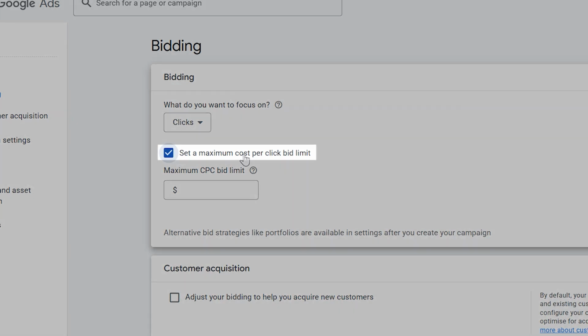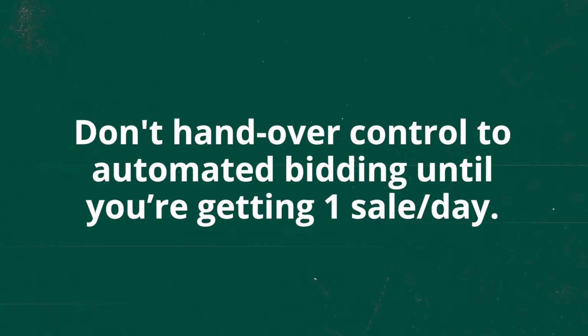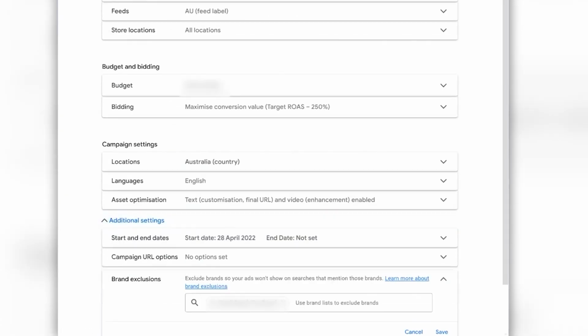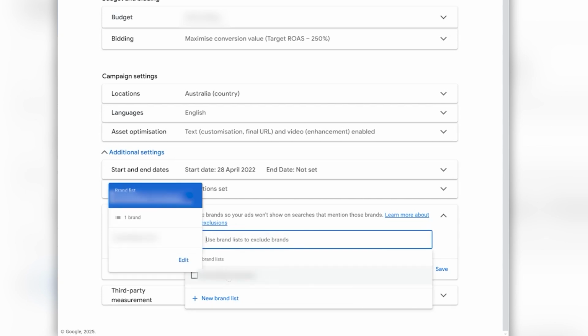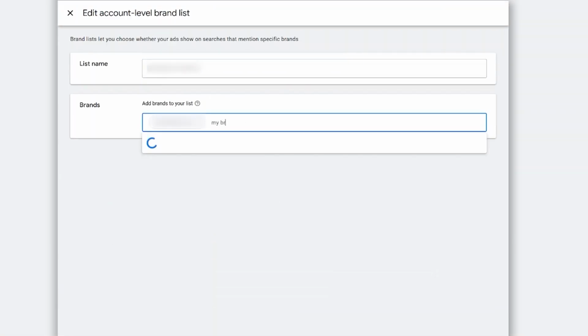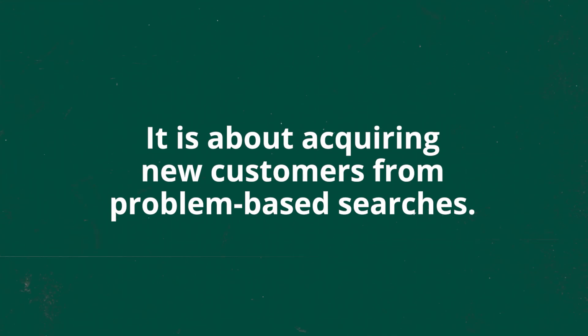Use the manual CPC bid strategy to start. Don't hand control to automated bidding until you're getting a sale per day from this campaign. Once you get a sale per day, automated bidding will be more accurate and help you scale. So that's about 30 conversions a month. Another thing you must do for this new strategy is to exclude brand terms. This campaign is not about harvesting people who already know the brand. It is about acquiring new customers from problem-based searches.